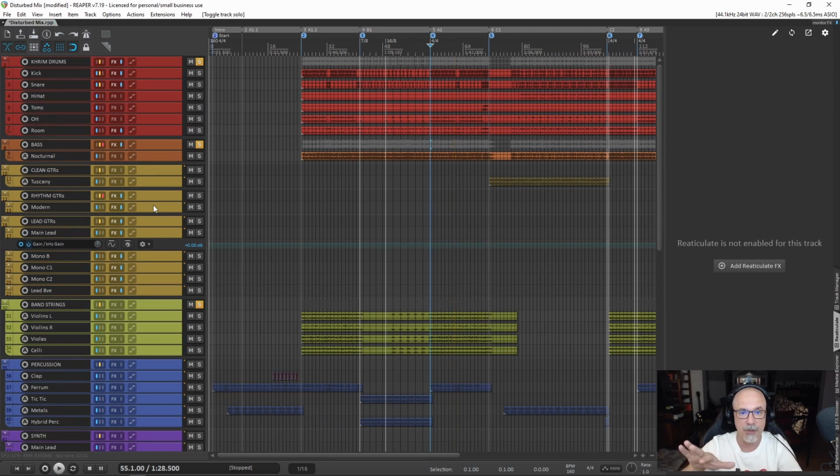There's no mess between the two of them. However, if I had double basses, note that I have violins left, violins right, violas and cello, but I don't have double basses in this strings section.